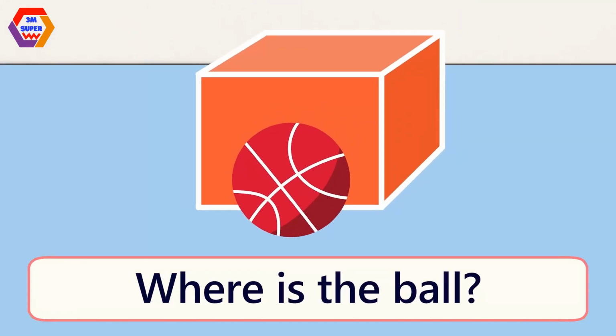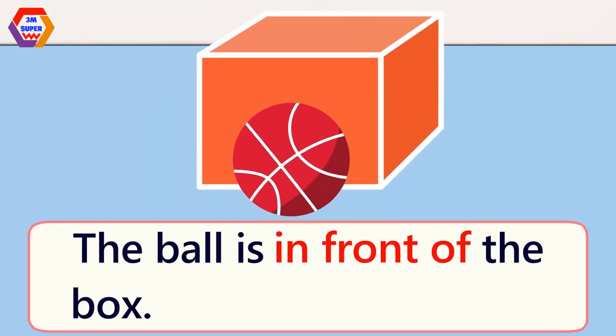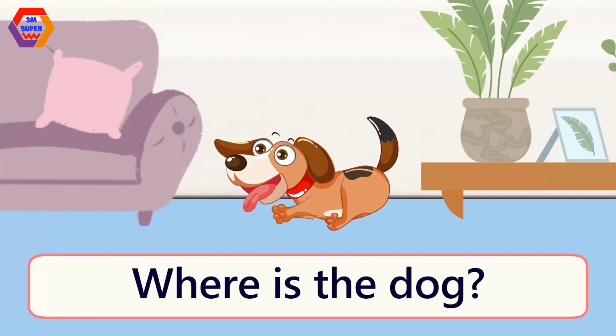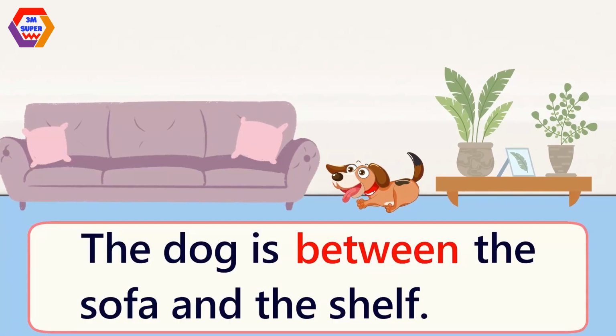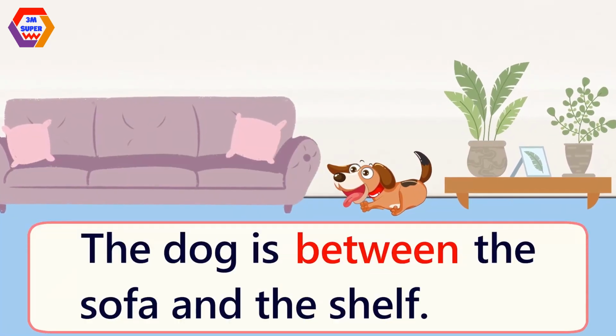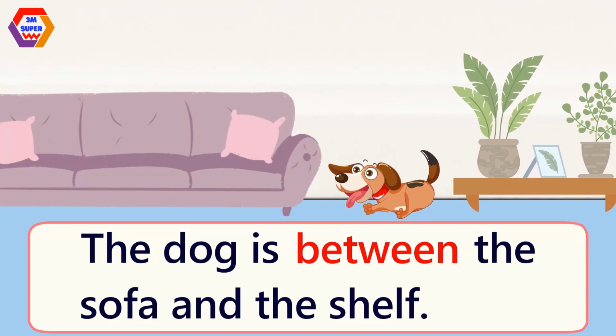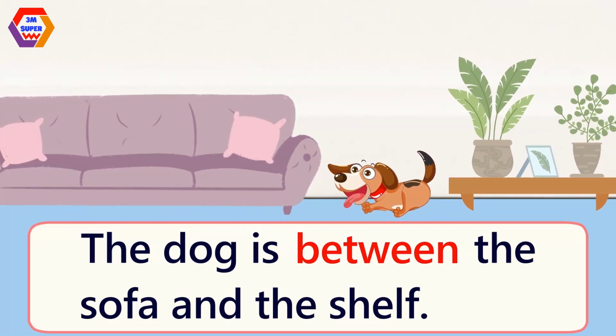Where's the ball? The ball is in front of the box. Where's the dog? The dog is between the sofa and the shelf.